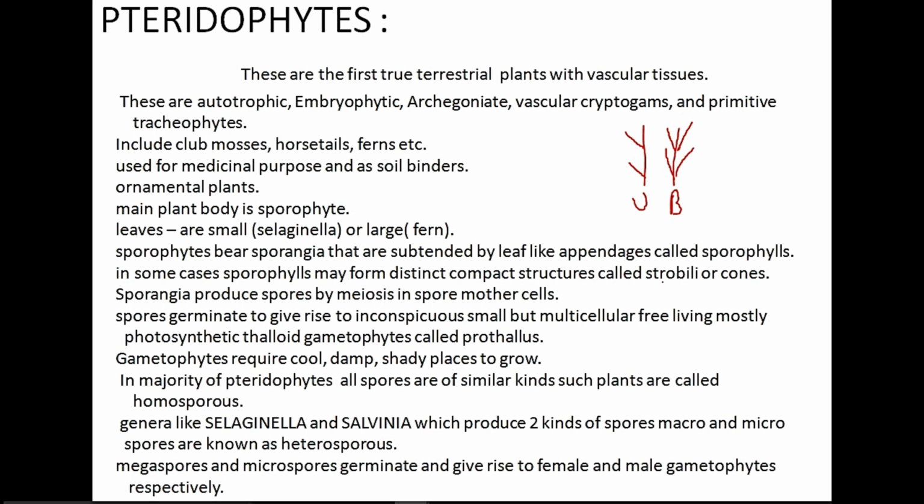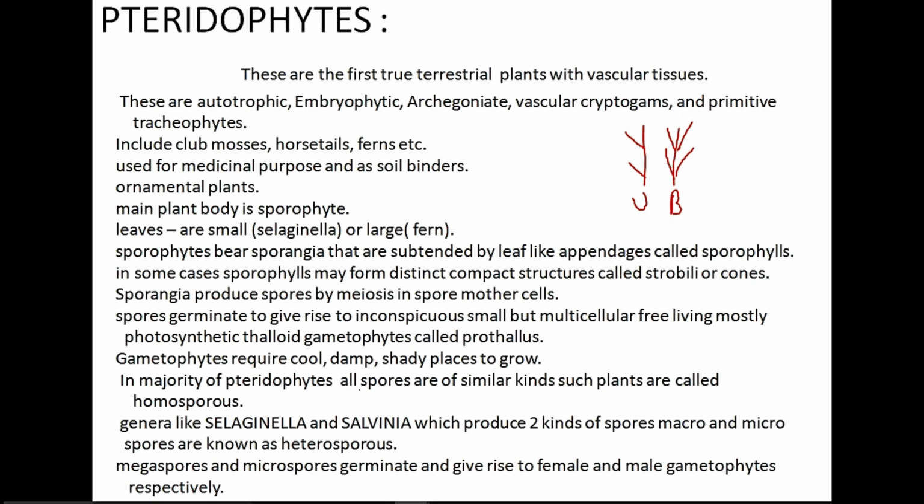The spores germinate to give rise to inconspicuous, small but multicellular, free living, mostly photosynthetic thalloid gametophytes. They are photosynthetic and are called prothalli. These prothalli are monoecious, male or female. These gametophytes require cool, damp, shady places to grow.